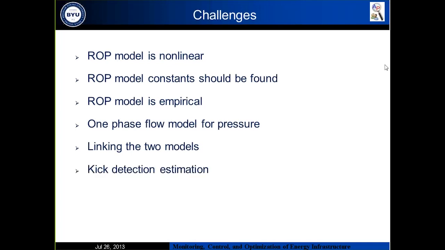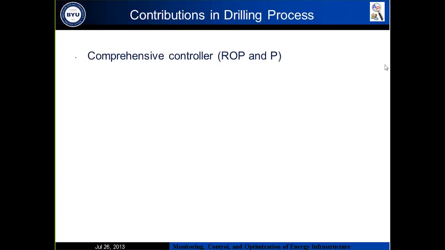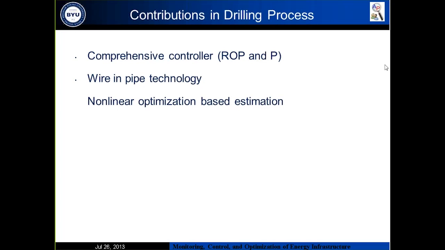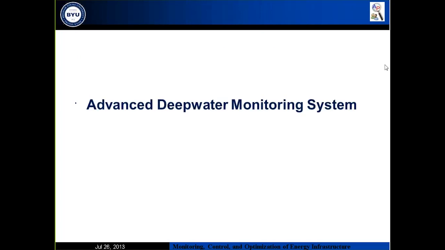And for peak detection, I need to estimate more variables, and it will, again, enforce some uncertainty in my work. Again, my contribution will be comprehensive controlling of the rate of penetration and pressure. So I have seen some industrial reports for this, but I haven't seen any academic paper looking at this. And again, we will be using wired drill pipe technology and nonlinear optimization-based estimation, which will be our contribution in the drilling process.